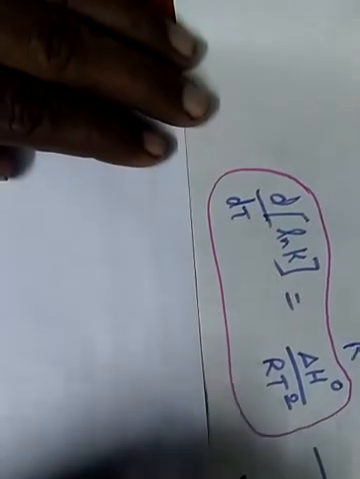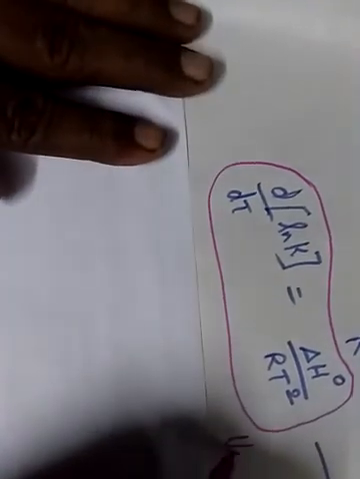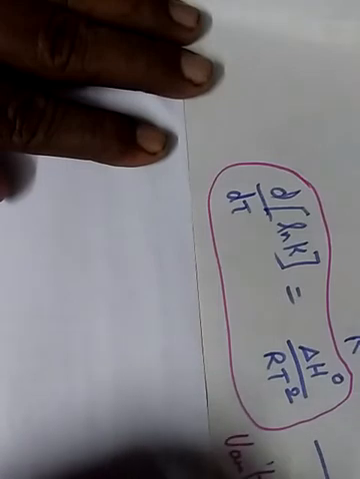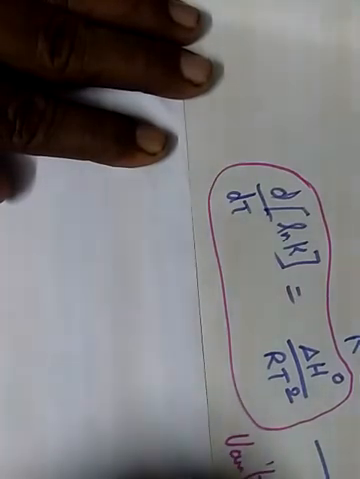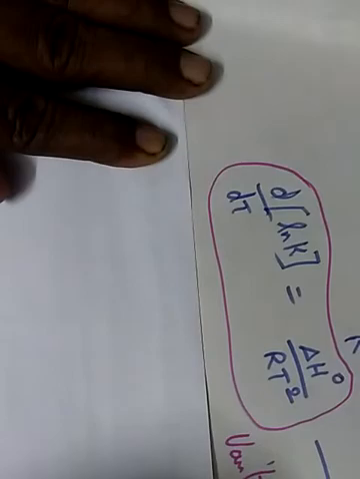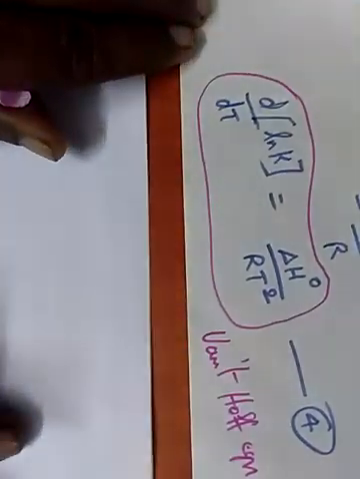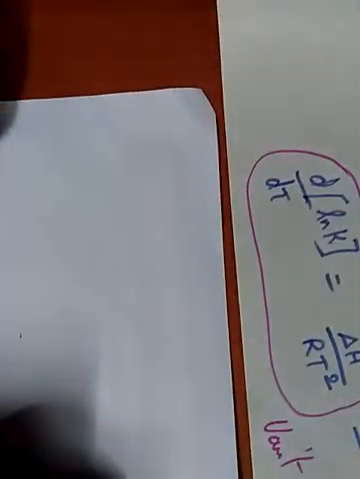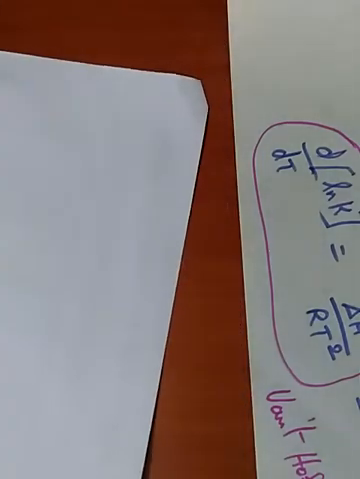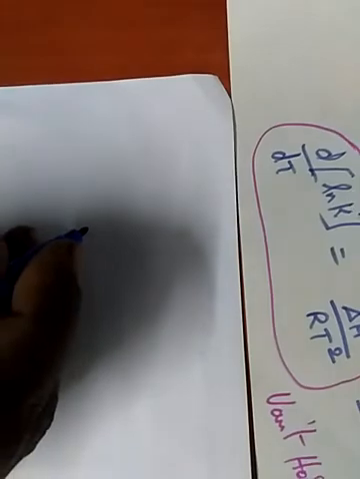So now in this equation, this is the differential form of the Van't Hoff equation. Let me write it down. This is the Van't Hoff equation in differential form. Next we will move on to the integral form. So how do we do the integration, how do we get the integral form?